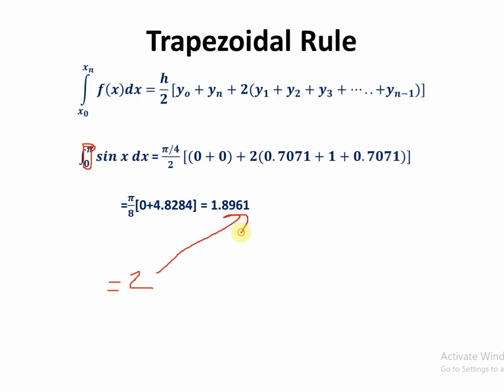So we conclude that the trapezoidal rule is an approximate rule. The Simpson 1/3 and Simpson 3/8 rules are much nearer to the exact value. We are going to see the Simpson 1/3 rule and Simpson 3/8 rule in the next upcoming video.